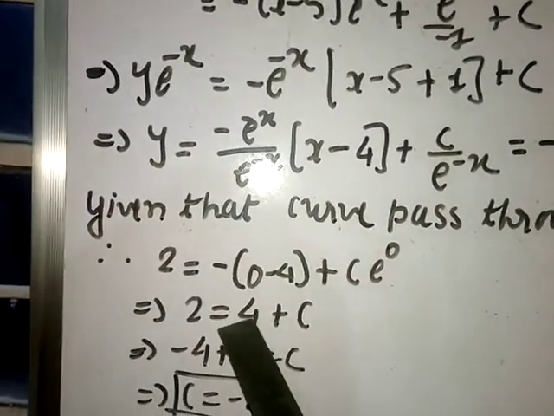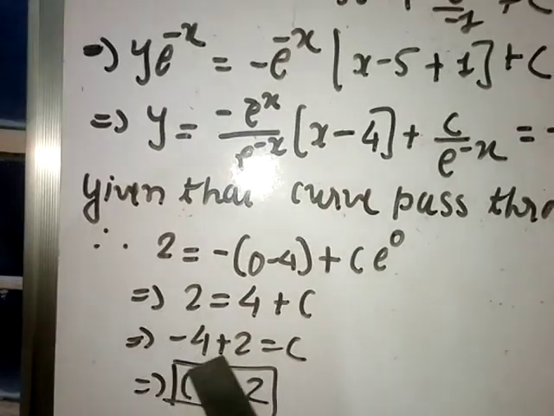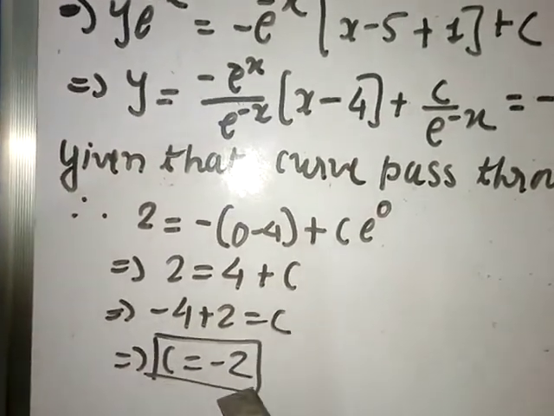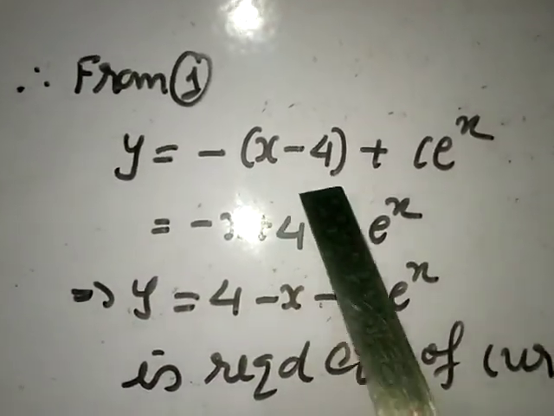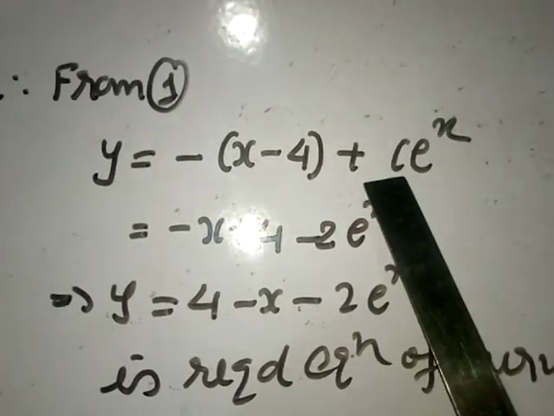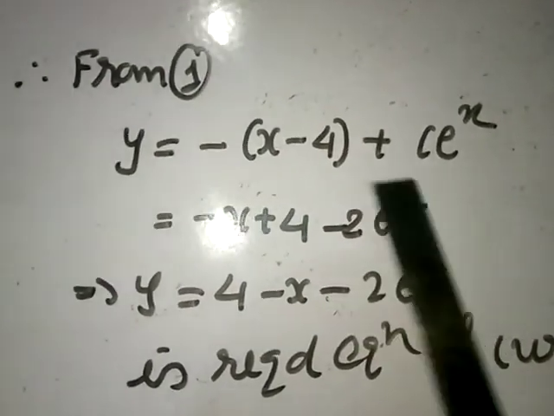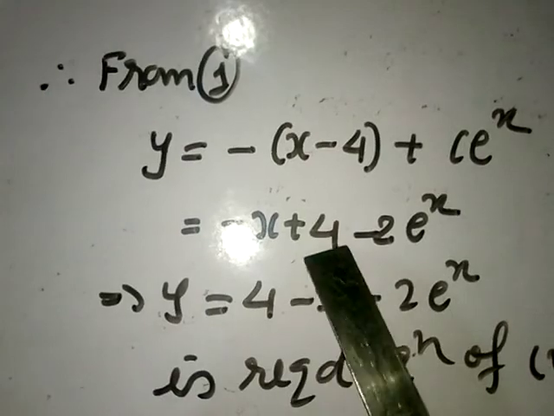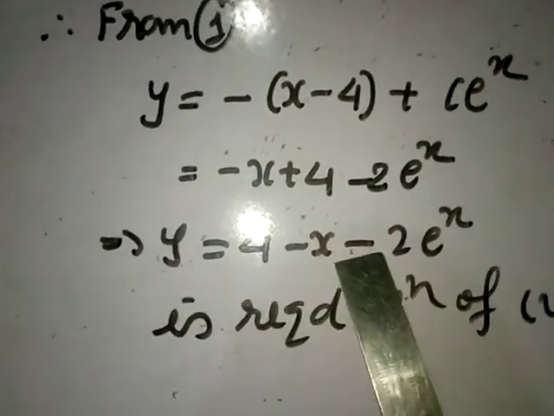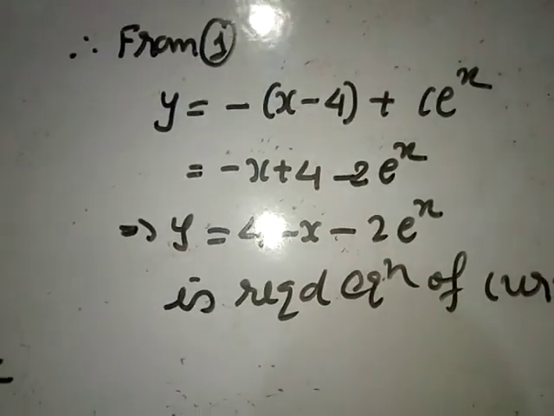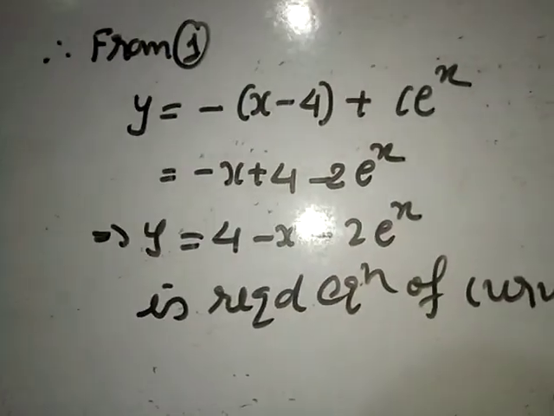And here minus 4, transfer it here: minus 4 plus 2 equals c. So the c value is -2. Put this value in equation 1. So from 1, y = -x - 4 + c e^x, with c value -2, e^x. Multiply the minus, so -x plus 4, just rearrange. y = 4 - x - 2e^x. So this is the required equation of the curve.